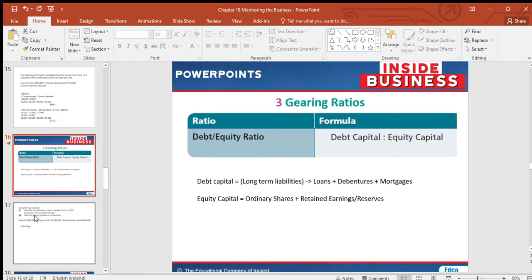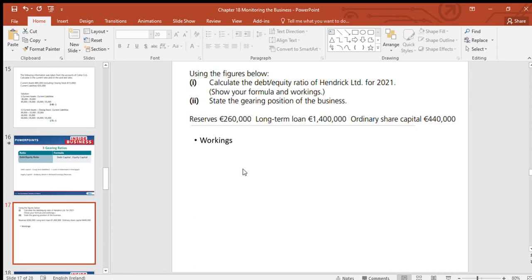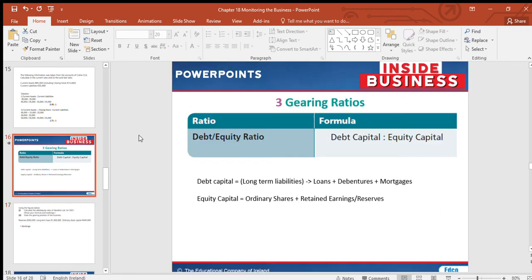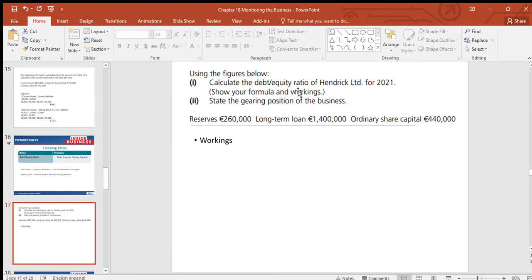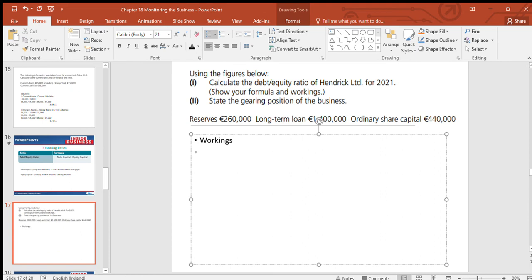I'm going to just show you a quick example. We'll finish up on this. So this is our formula, debt to equity. It's a ratio. Calculate debt to equity for this company. These are the figures: reserves, long-term loan, ordinary share capital. So if I'm going to work this out, I know that my debt to equity ratio, that's basically my debt to my equity capital. That's basically the formula itself.